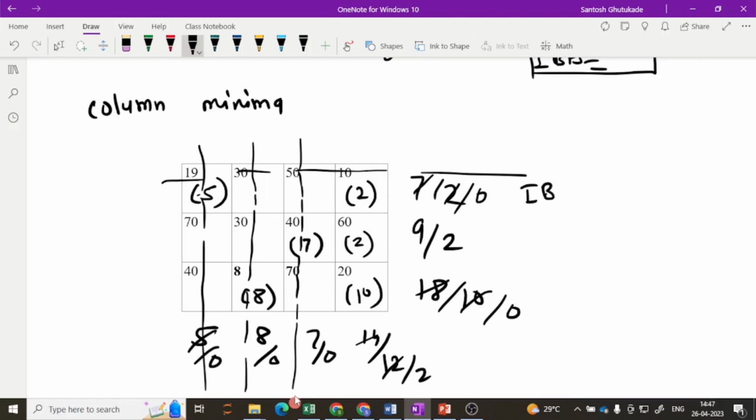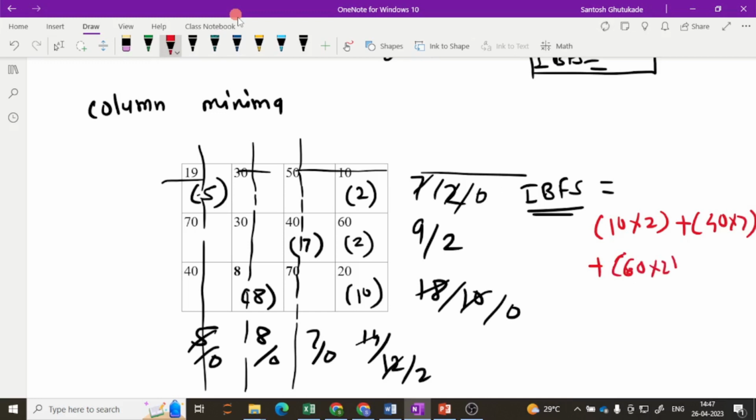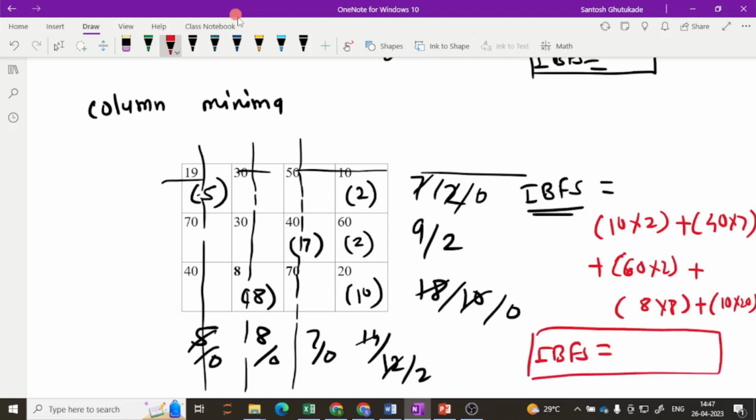So this is the column minima method, in which we give the first allocation in the column with the minimum cost. If you calculate the initial basic feasible solution for this, it will be 10 into 2 plus 40 into 7 plus 60 into 2 plus 8 into 8 plus 10 into 20. So that will be the initial basic feasible solution for this problem using the column minima method.